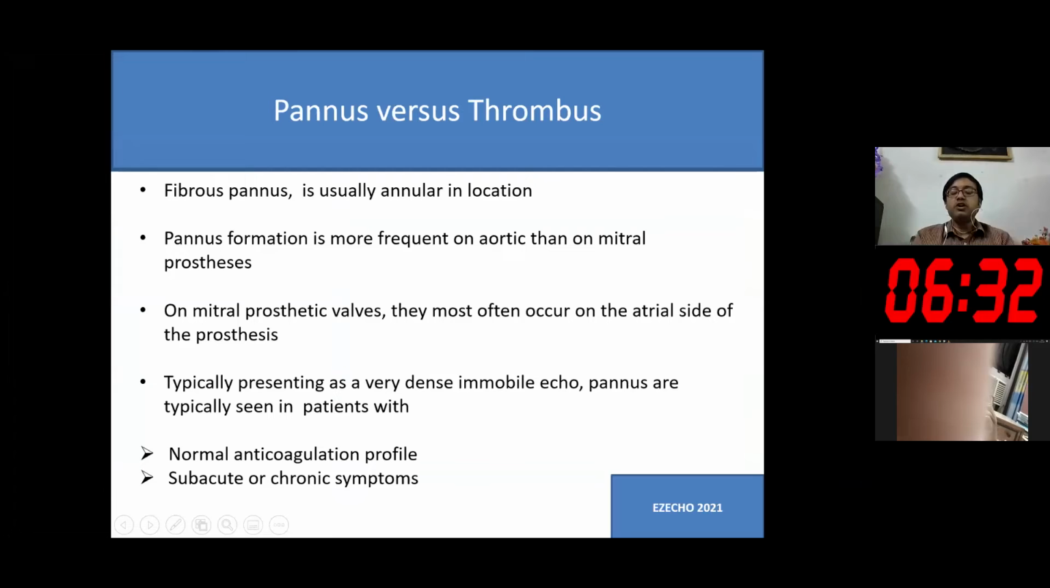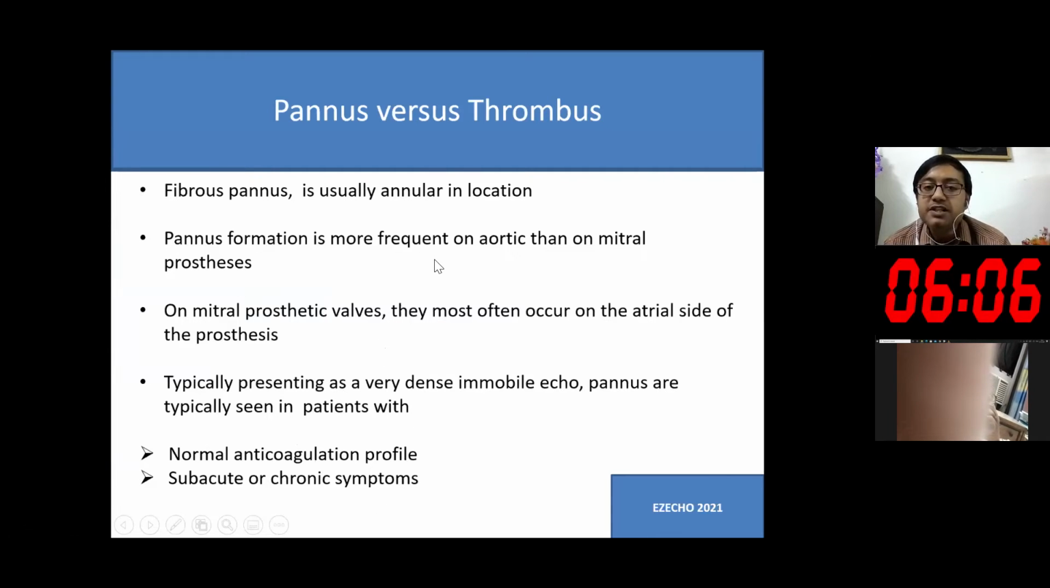Another important point is to differentiate between pannus and thrombus in an implanted valve. As we all know, pannus is usually fibrous and it is usually annular in location, more peripherally located, and because it is fibrous, it is more echogenic. So it typically presents as a very dense and immobile echo. Pannus is typically seen in patients with normal anticoagulation profile and subacute or chronic symptoms.